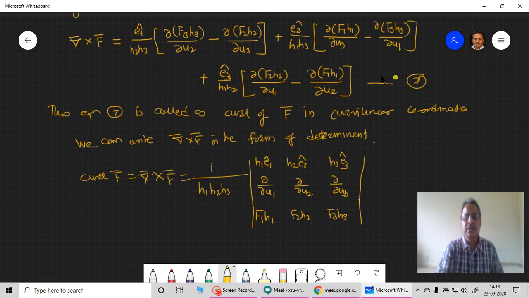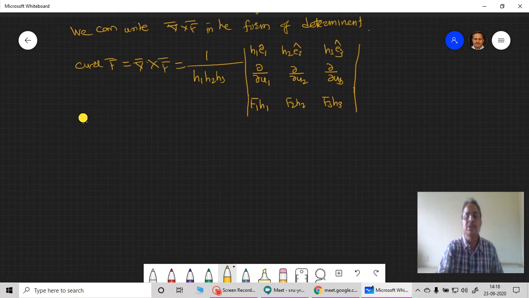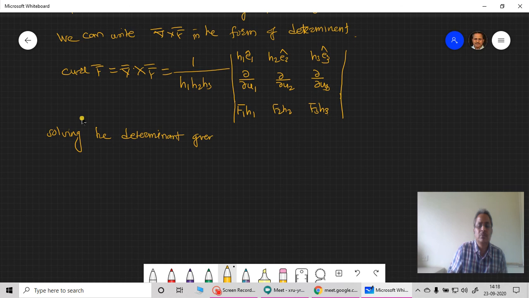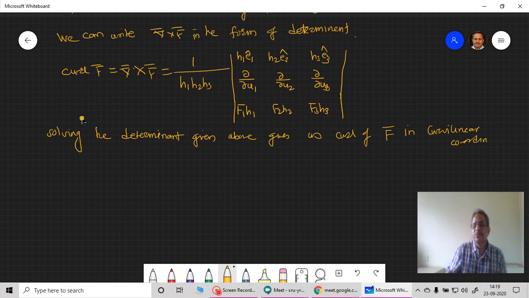So solving this determinant, you will get this equation number 7, which is the curl of a vector point function in the curvilinear coordinates. So you can write here: this is the shortcut. Solving the determinant given above gives us curl of f bar in curvilinear coordinates.